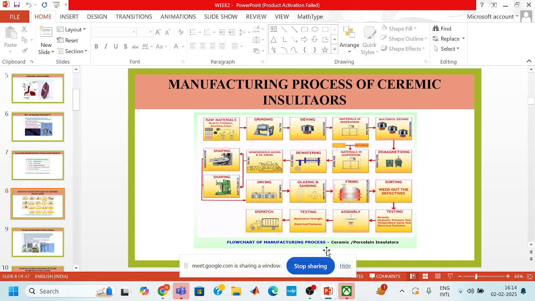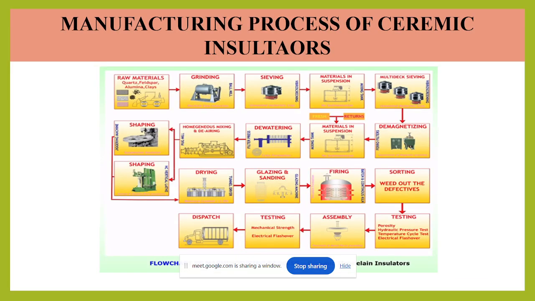Now we will see the manufacturing process of ceramic insulators. First of all, we take the raw materials like quartz, feldspar, alumina or clay. Then the grinding process occurs. After grinding, they mix all the materials in powder form and proceed to sieving. Then material suspension, multi-disc sieving and demagnetizing. In the demagnetizing section, all the iron particles are removed from the suspension, and 18% of the water is vaporized in this process, that is dewatering.